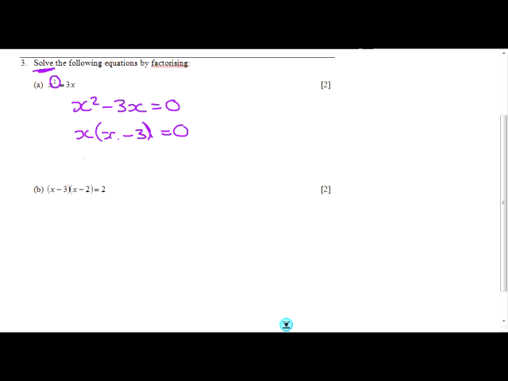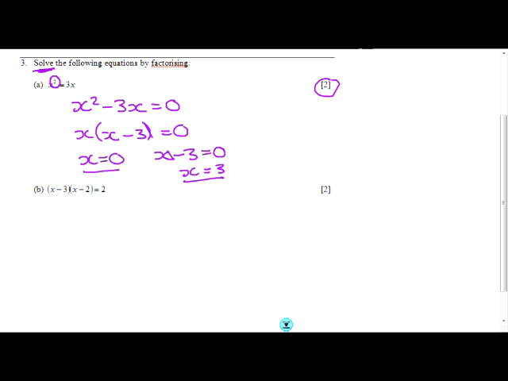So we have this first term, so we have x is equal to 0, and we have this x minus 3. X minus 3 is equal to 0. So therefore x must be 3. So we need these two answers here to get these 2 marks.